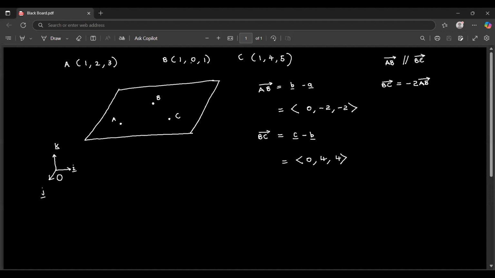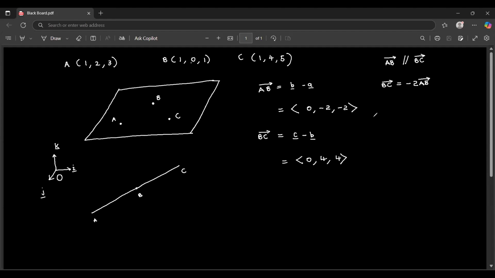So the direction vectors are parallel to each other, which means ABC lie on a straight line. Why? AB is parallel to BC, and B is a common point in this line. So AC is a straight line. Here we have the direction vectors parallel to each other.